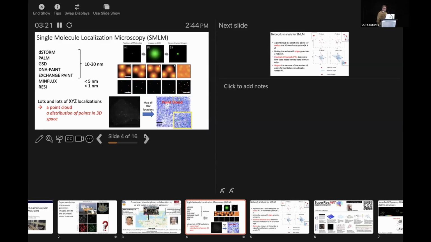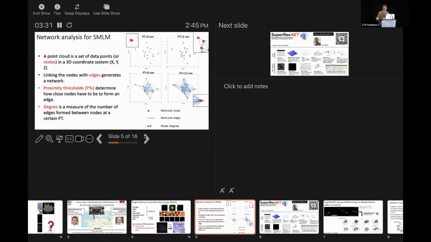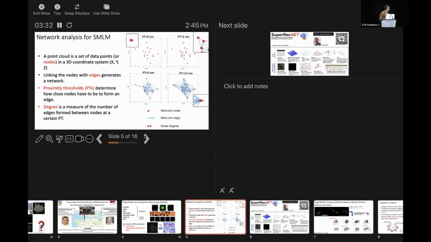And what are XYZ localizations? XYZ localizations are a point cloud. It's a cloud of points. It's a distribution of points in 3D space. How do you analyze a point cloud? Well, fundamentally, a point cloud is a graph. The approach to analyze graphs is really network analysis and essentially connecting the dots.